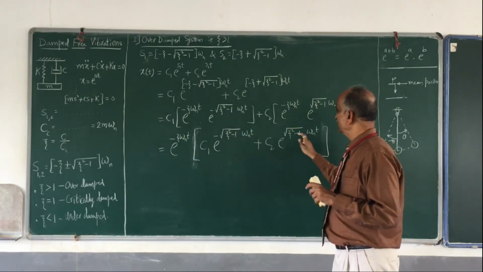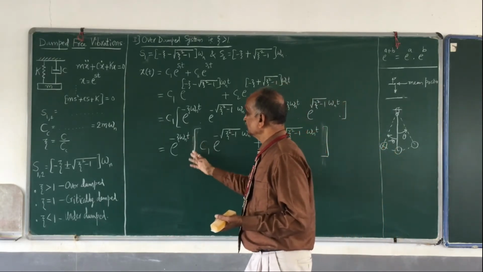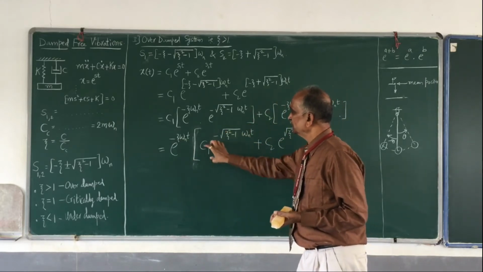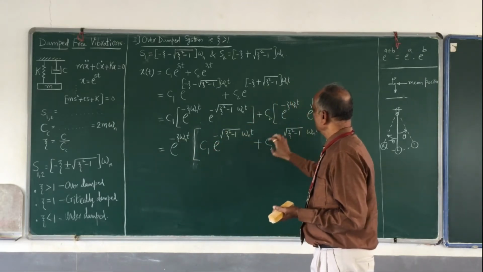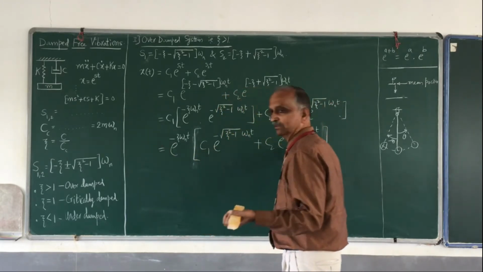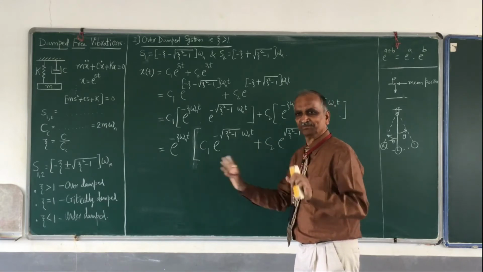Same thing here, same thing here. Okay, so now imagine if t is equal to 0, then this becomes 1, then this is 1, then you have C1, then you have C2, C1 plus C2. If t equal to 0, then it is C1 plus C2.